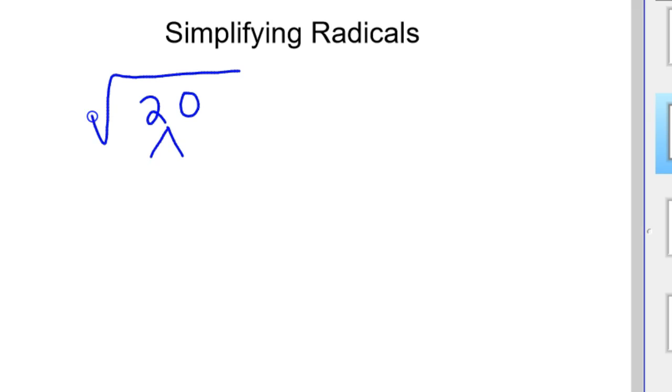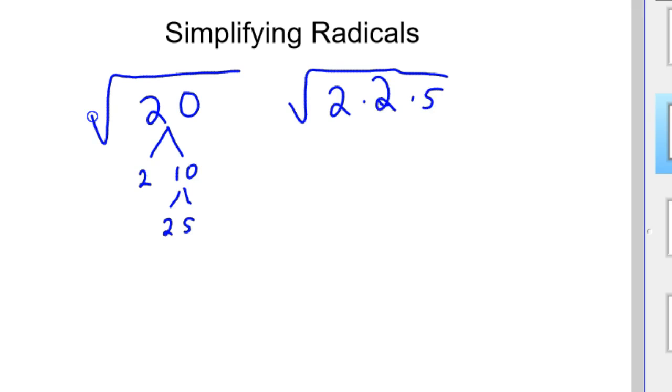And so what I do is I factor these out. It's like a factor tree situation. So 20, for instance, breaks into 2 and 10. 10 breaks into 2 and 5. And so that's a set of prime factorization. So this is 2 times 2 times 5. Well, 2 times 2 is 4, so this is really the square root of 4 times 5. Well, we know what the square root of 4 is from the perfect square list I gave you earlier. Square root of 4 is 2. So this is 2 times the square root of 5.